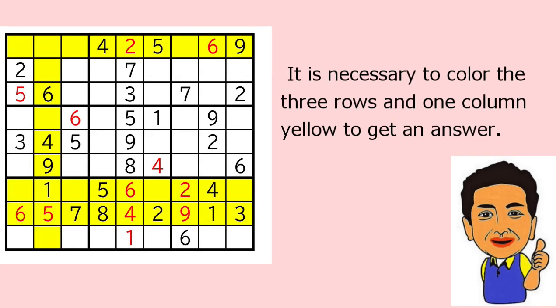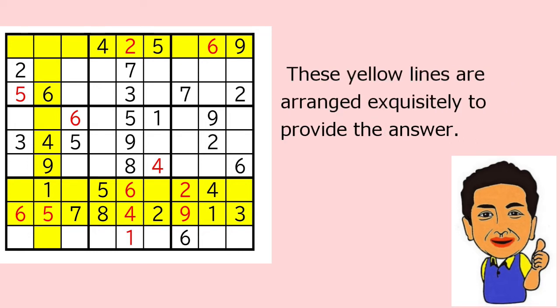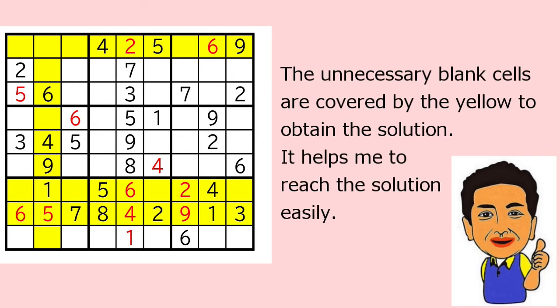It is necessary to color the 3 rows and 1 column yellow to get an answer. These yellow lines are arranged exquisitely to provide the answer. The unnecessary blank cells are covered by the yellow to obtain the solution. It helped me to reach the solution easily.